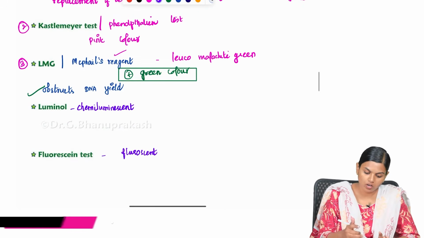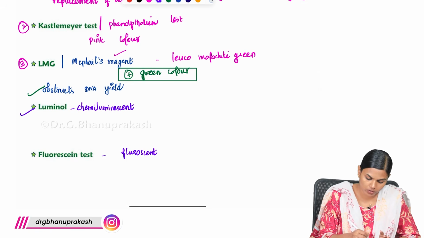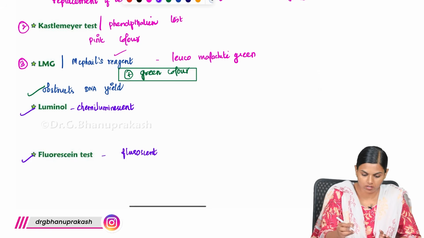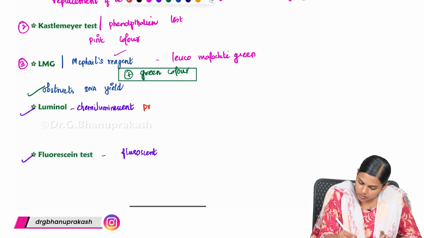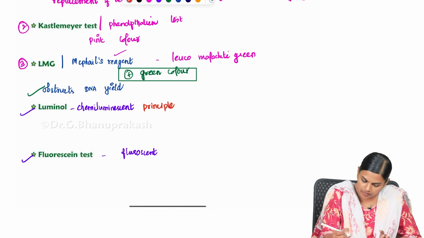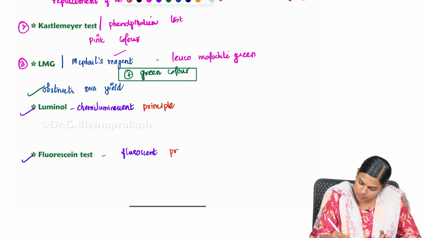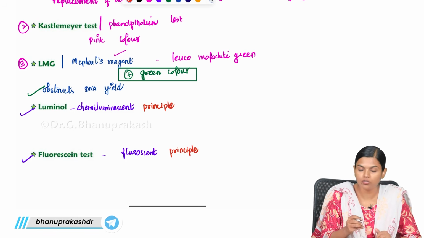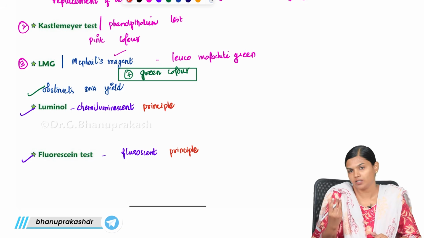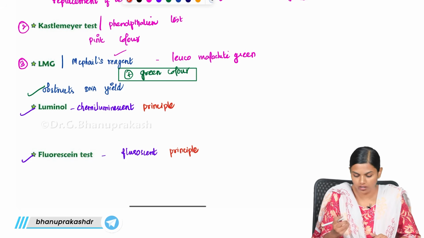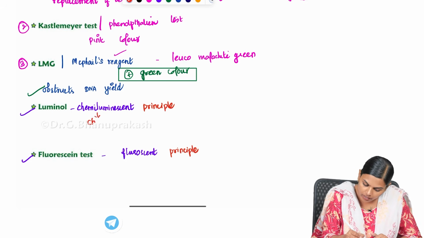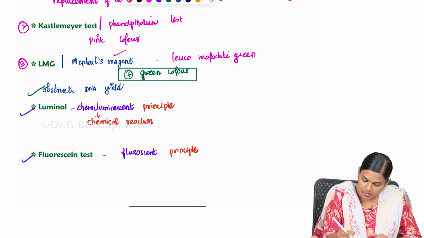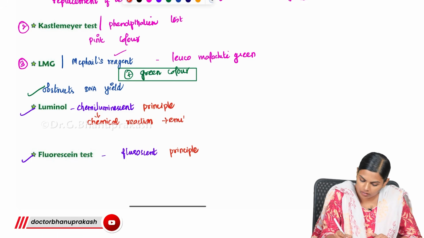Next is this Luminol test and fluorescein test. So, what are these tests? Luminol works under the chemiluminescent principle, and fluorescein works under fluorescent principle. So, what happens is that in luminol, if you spray the luminol, all this area of stain will light up. So, there will be a chemical reaction which will emit light.